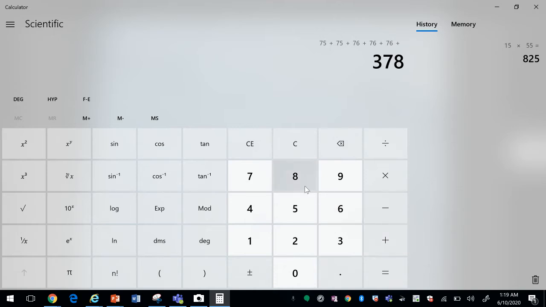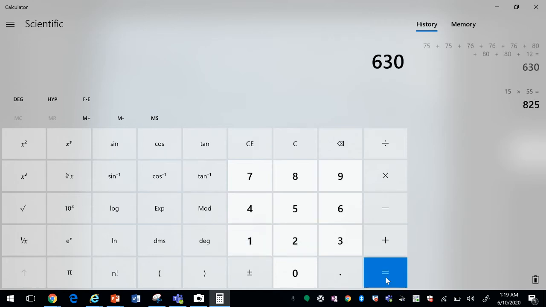Plus 80. And then plus 12. One, two, three, four, five, six, 7, 8. Okay, so we get 630. So we have 77 and then 630 plus x.